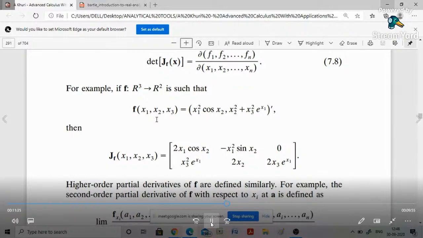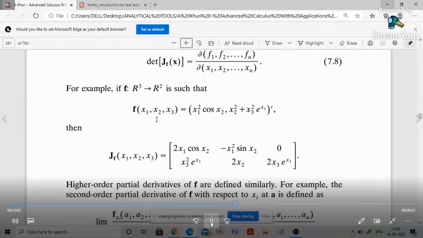What is ∂f1/∂x1? That is nothing but 2x1 cos x2. What is ∂f1/∂x2? That is nothing but −x1² sin x2. What is ∂f1/∂x3? There is no x3 in f1, so it is 0. What is ∂f2/∂x1? With respect to x1, it is x3² e^x1.